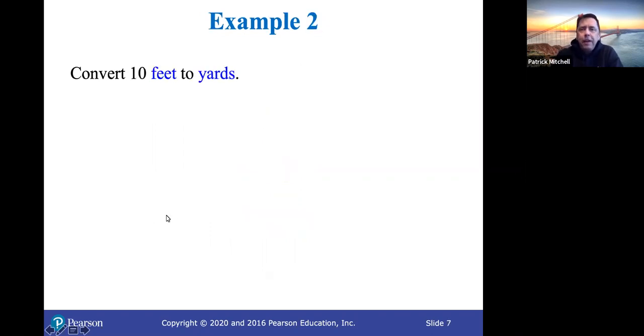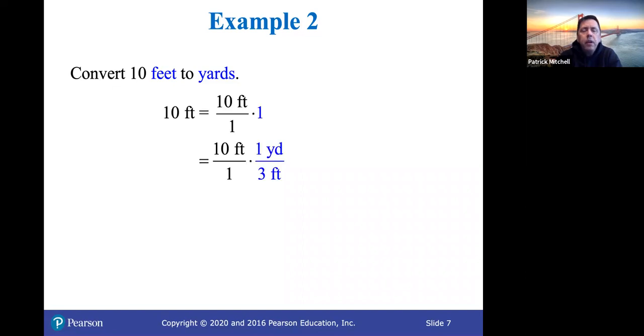All right, next example, if you'd like to pause the video and try this one, please, please, please be my guest. We're going to convert 10 feet to yards. So we're going to start off the same way as before. 10 feet is equal to 10 feet divided by 1. And because we're trying to get rid of feet, we're going to choose the unit fraction that has feet on the bottom. So that would be 1 yard divided by 3 feet. And so what'll happen then, they tricked me. They didn't put that extra step in this time, is that the feet are going to cancel. And that's going to leave me with 10/3 yards.